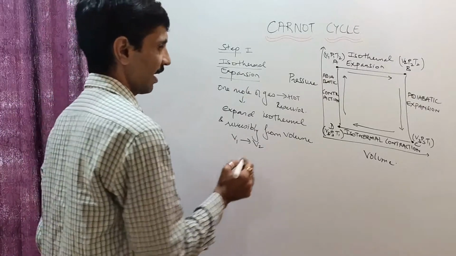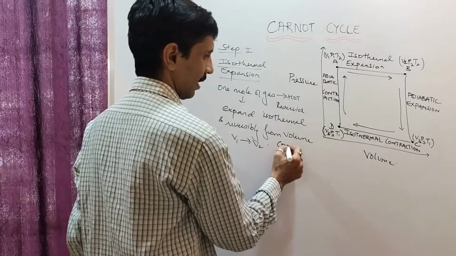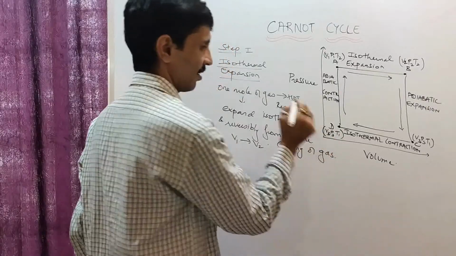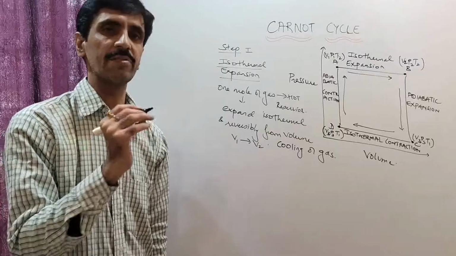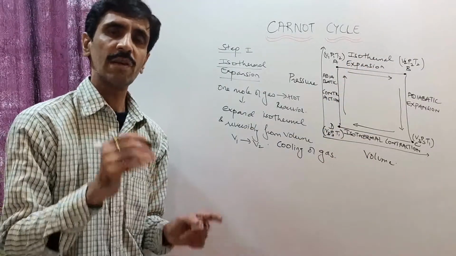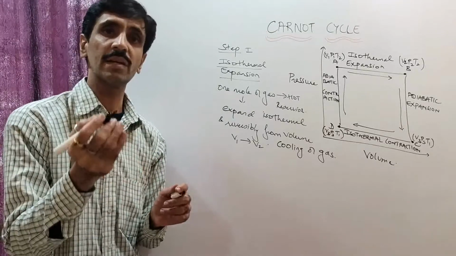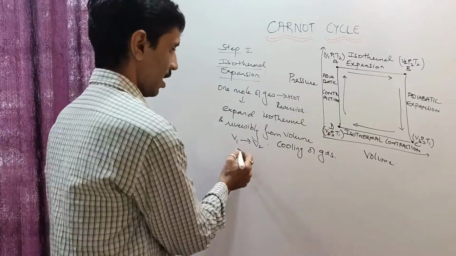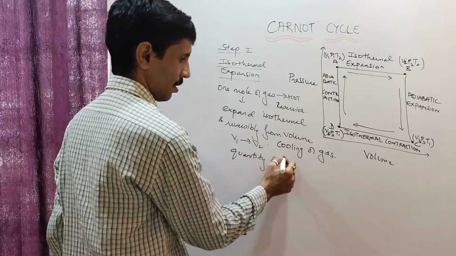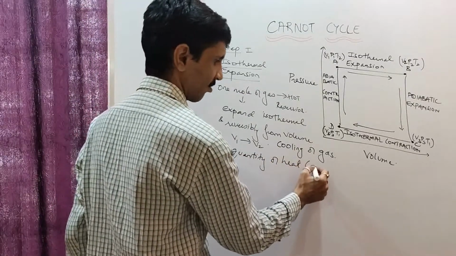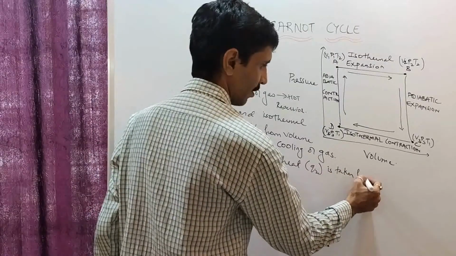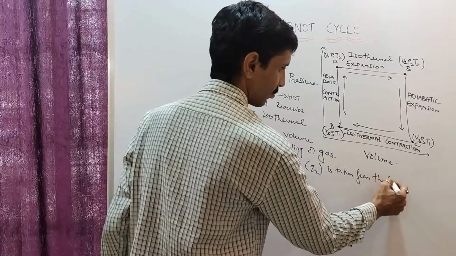Now due to this expansion, the cooling of gas takes place. But if you can see, the condition is isothermal. So if I want to maintain the isothermal conditions, then a quantity of heat, which I call Q2, is taken from the source, so that the system comes back to the original temperature.